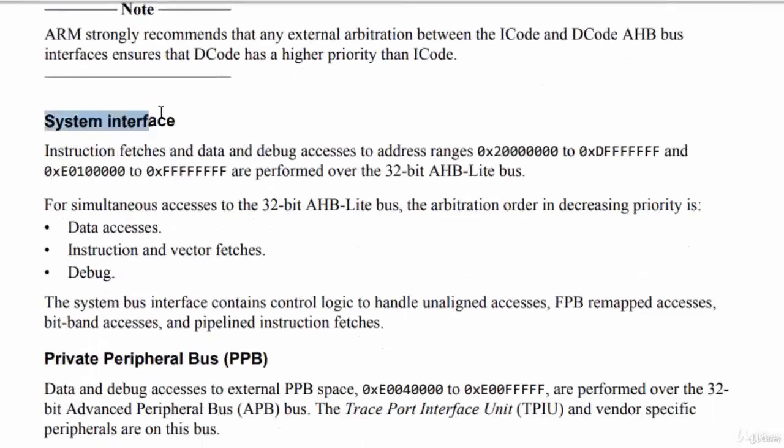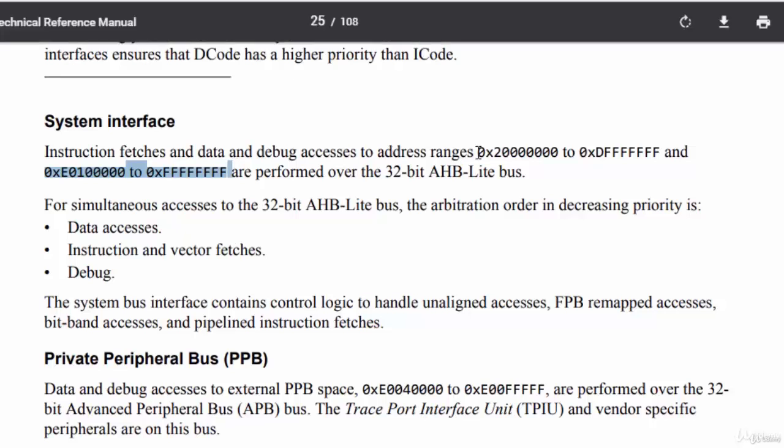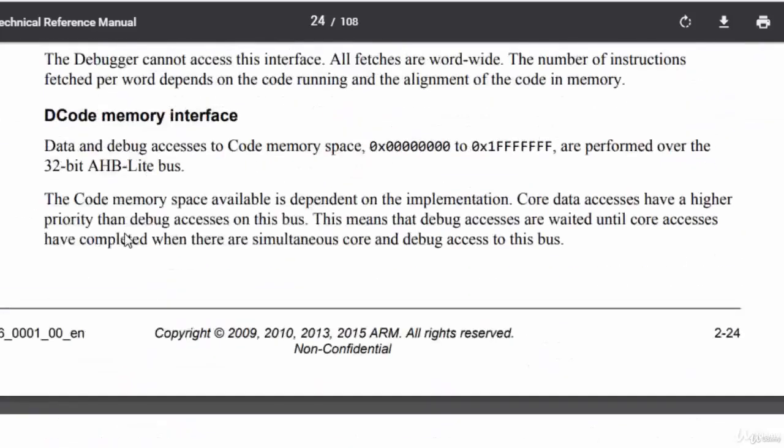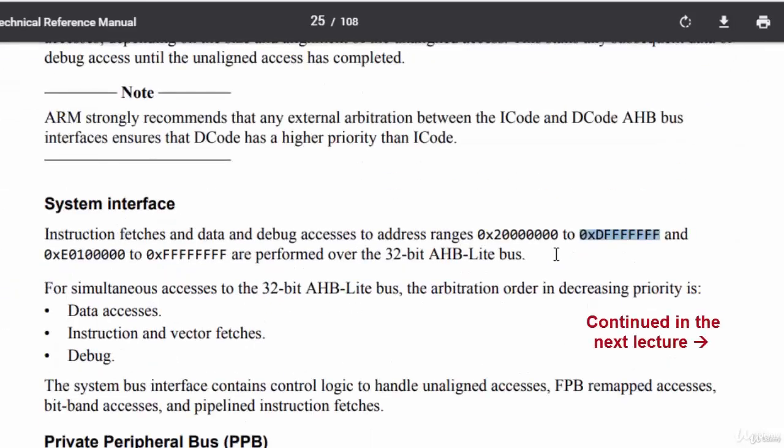Now come to the system interface, that is the system bus. And what ARM documentation says is that you can also fetch instructions, no problem, and data. And you can also do debug accesses. But all those instructions and data must be present in the range, this one and this one. So if any instructions or data are present between these memory addresses, then you cannot use the I-code or D-code bus to fetch instructions or data. You have to use the system bus.